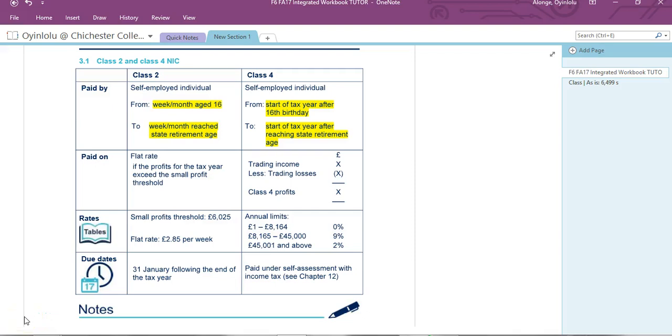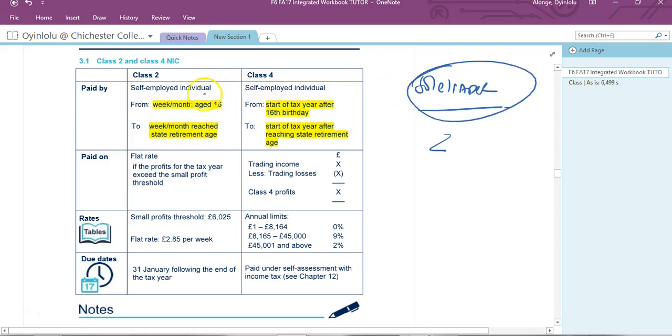But now we're just coming on to look at the sole trader, right? So the sole trader is a self-employed individual, if you like. So there's no employer business going on over here. What happens with them? You might remember from past experience, there's a class 2 scenario and there's a class 4 scenario.